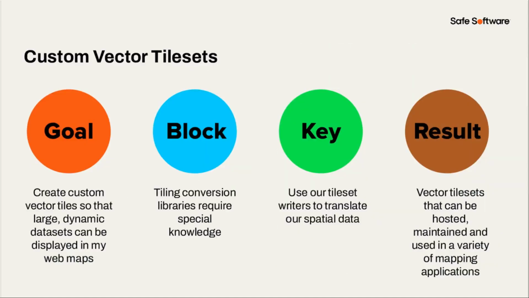So say I want to create custom vector tiles so that large dynamic data sets can be displayed in my web maps. But tiling conversion libraries require special knowledge, and I don't want to use any custom code. Therefore, I can use one of FME's tileset writers to translate my spatial data. Finally, I will have a vector tileset that can be hosted and maintained, used in a variety of mapping applications.